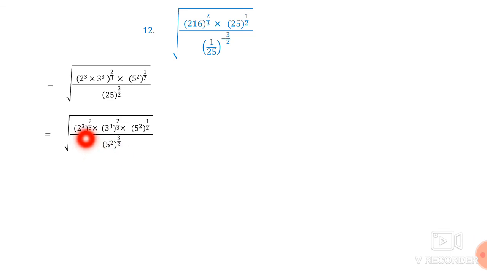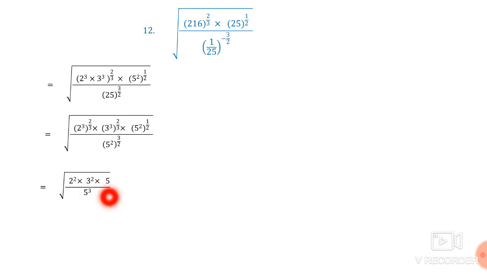Now we have exponent over exponent, so we will multiply the exponents by that rule. This 3 and this 3 will be cancelled out. Same happens here. The exponents 3 and 3 will be cancelled out. 2 and 2 will be cancelled out. And this 2 and 2 will be cancelled out. We are left with only 2 square.